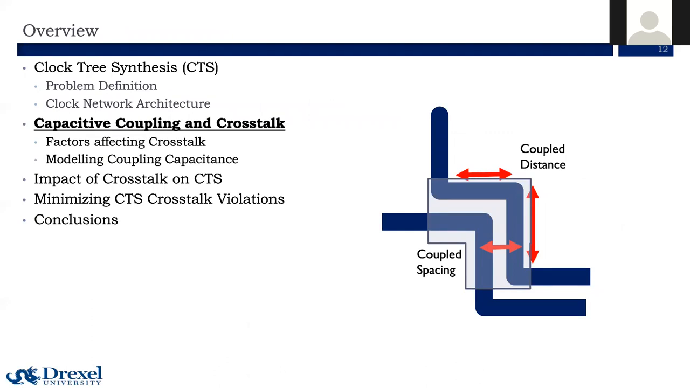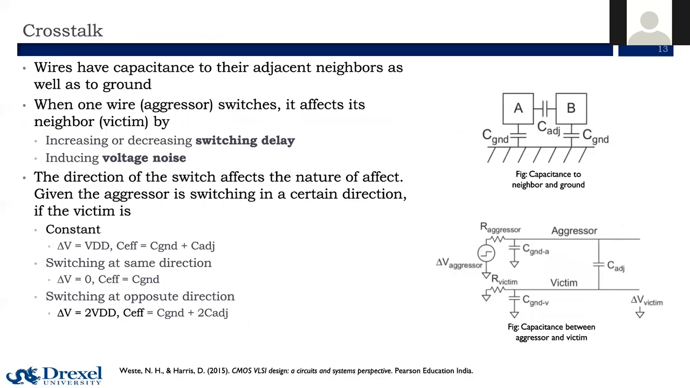Next, we will jump into the capacitive coupling and crosstalk discussion section. So wires have capacitance amongst themselves, amongst their neighbors and grounds, which affects its own signals. The capacitance here is called coupling capacitance, and the phenomena as a whole is called capacitive coupling or crosstalk.